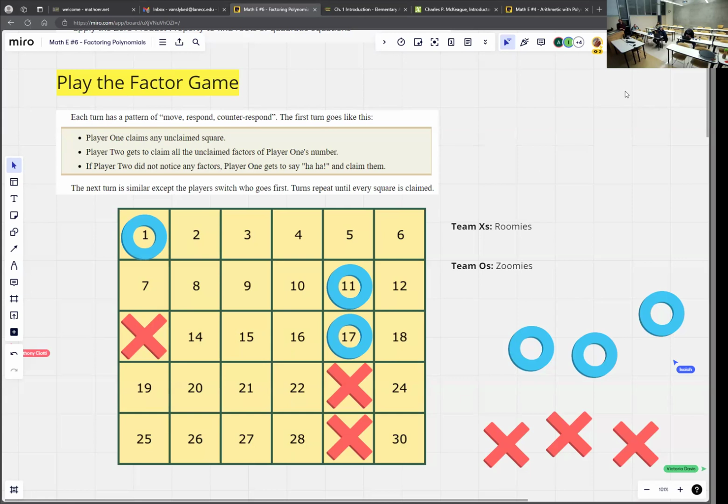What would the roomies get? We would get 5. 5 and only 5, right? So you're ahead by 20 compared to them. You also get 25.